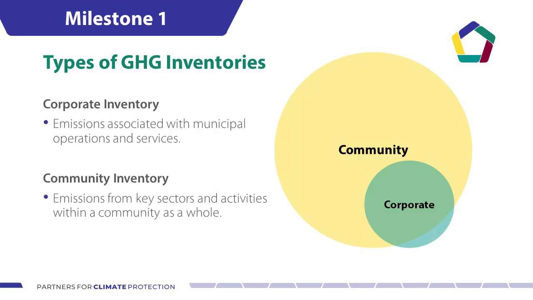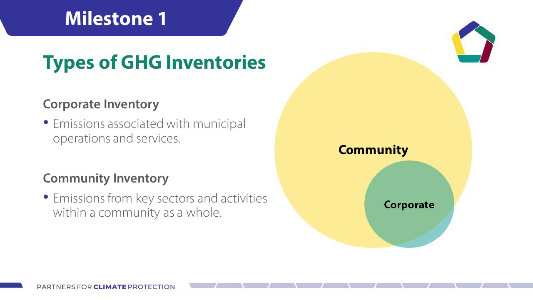There's a lot of different types of inventory, but in the PCP program, we break it down into 2 different scales. So we have the corporate inventory. This could include emissions that are associated with municipal operations or services. And then on the flip side are community inventories. This is a larger scale, and that would include emissions from key sectors and activities that are within your community or municipality as a whole.